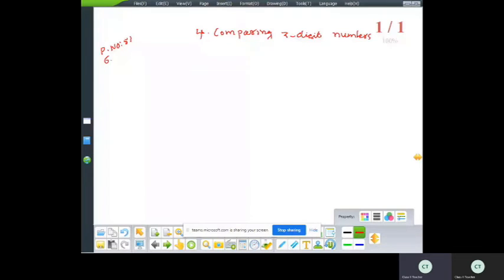Question number 6. Write the 10 three-digit numbers which have 9 in the 10th place.